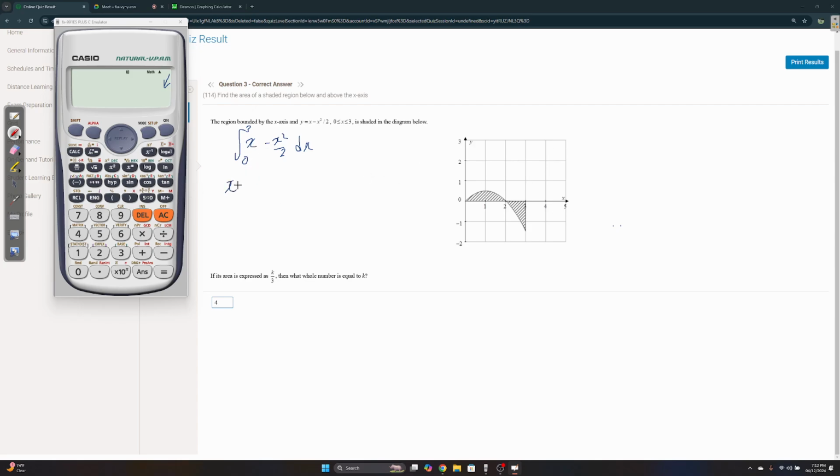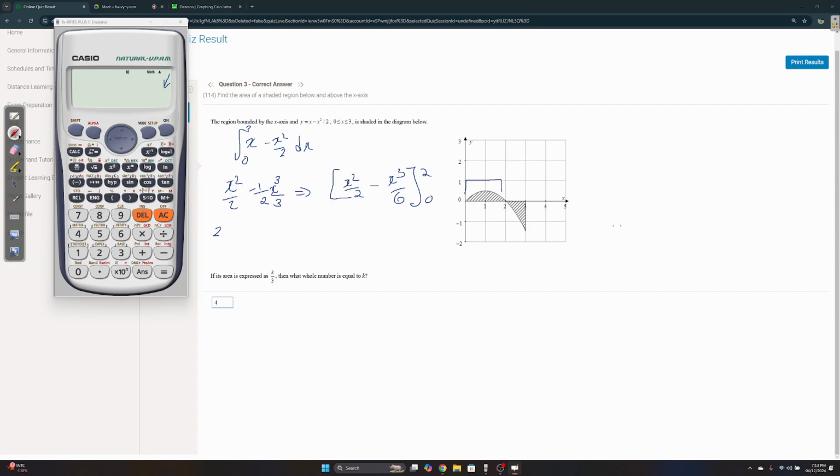Integrate this: x becomes x squared over 2, take the minus 1 over 2 to the side, take the x down, increase the power, divide by the power. So the integral is going to be x squared over 2 minus x cubed over 6, right? What are my bounds? I'm first going to integrate from 0 to 2, the positive part, right? And then I'm going to add from 2 to 3. So first, let's find from 0 to 2.